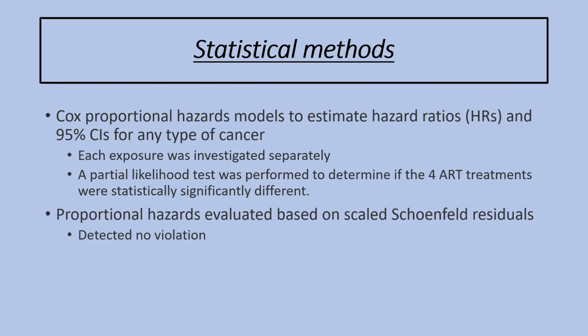The statistical methods that were used were a Cox proportional hazards model to estimate the hazards ratio, with 95% confidence intervals for any type of cancer. Each exposure, as mentioned before, was investigated separately, and a partial likelihood test was performed to determine if the 4 ART treatments were statistically significantly different. The proportional hazards were evaluated based on scaled Schoenfeld residuals, and this detected no violation in the statistical methods.